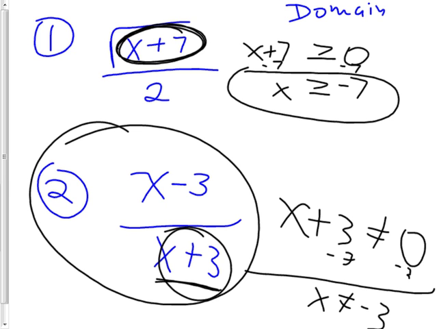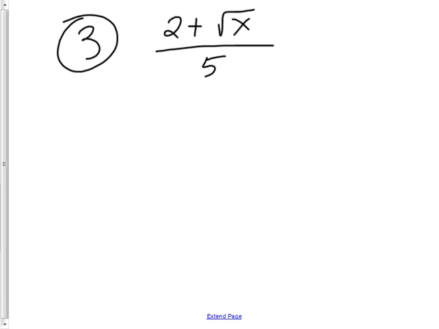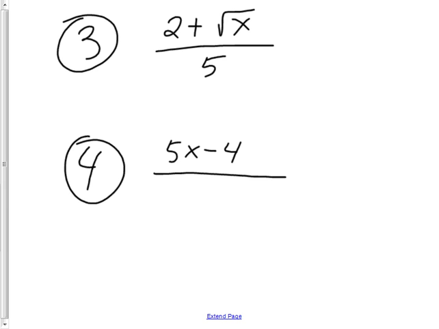All right. Be honest, how many of you have gotten both of these right? And that's less than half of you. All right, good. So that's what I thought. Now I'll try this one. This is problem 3 for practice. 2 plus the square root of x, all over 5. And problem number 4 is 5x minus 4, all over x plus 9.